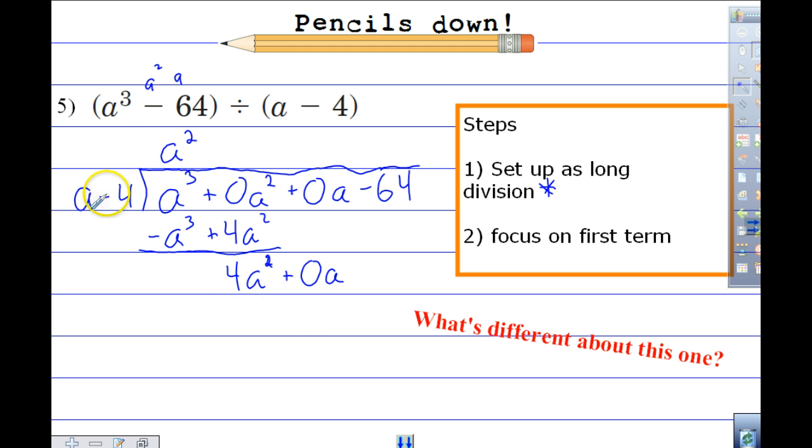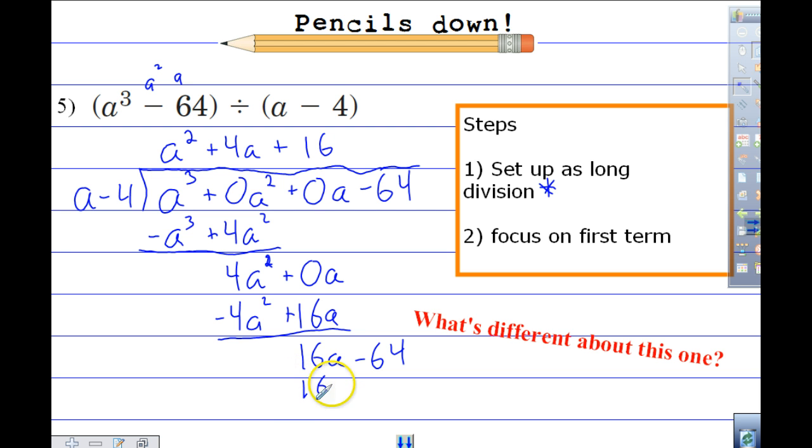And repeat. So what times a is 4a to the second? Just 4a. Okay. Multiply, change the sign. Multiply, change the sign. And then do the third iteration. So we have, let's see, plus 16, looks like. Multiply, change the sign, negative. And multiply, change the sign, positive. You will have some remainders, and if you do, that's okay.